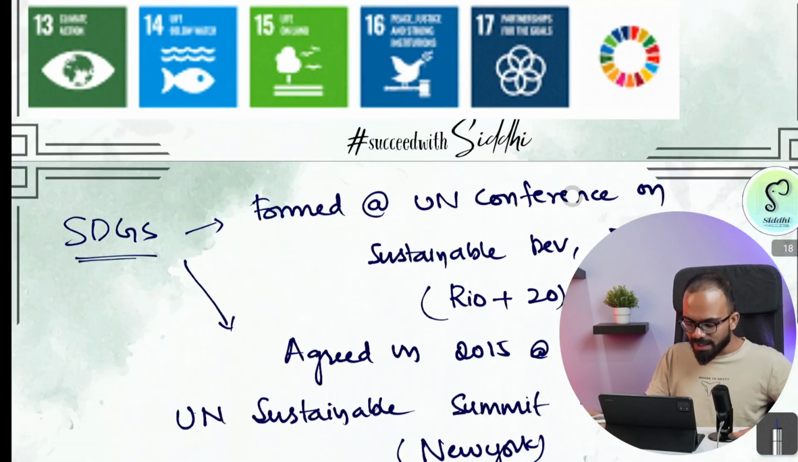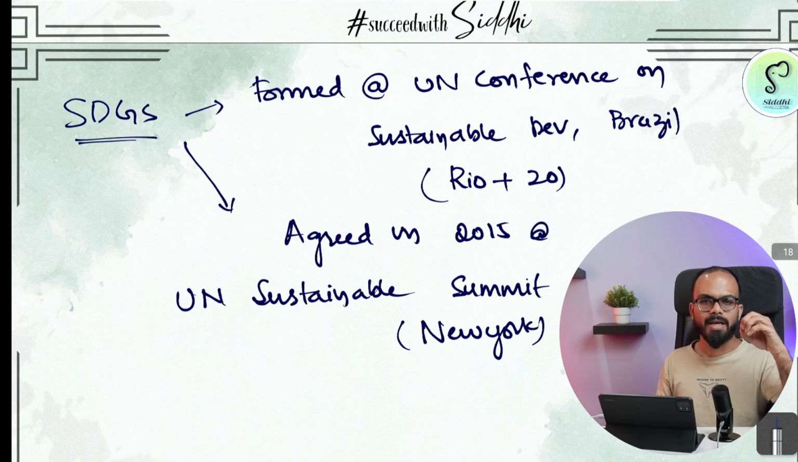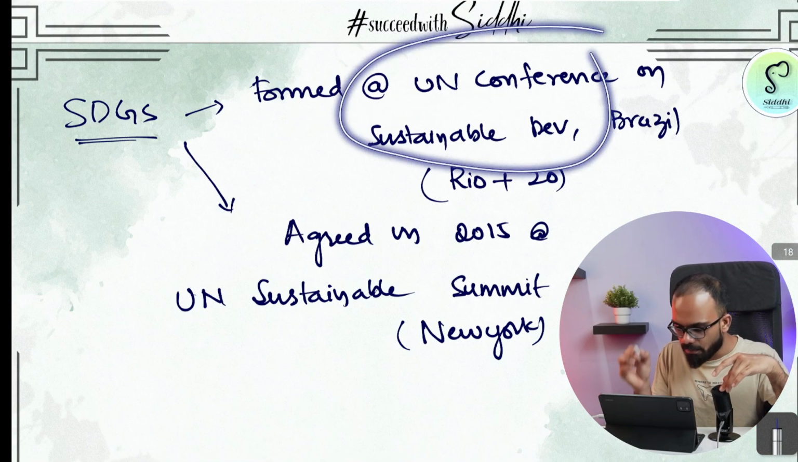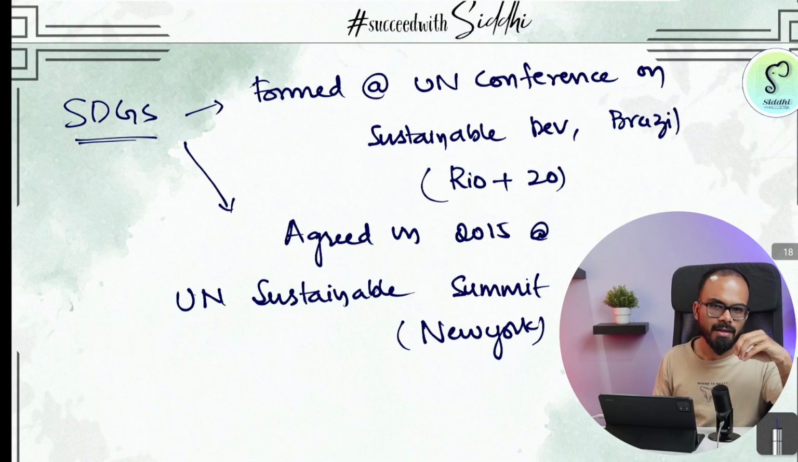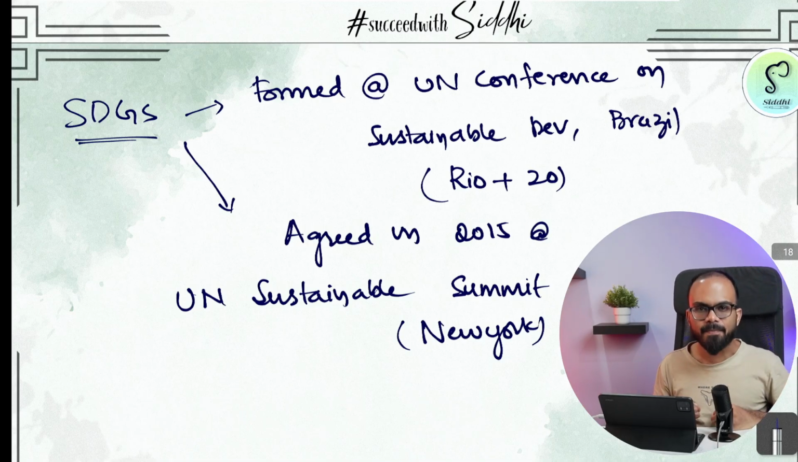There are 17 Sustainable Development Goals, and these goals were formed at the United Nations Conference on Sustainable Development, which was held in Brazil. The same summit is also known as the Rio Plus 20 Summit. In the Rio Plus 20 Summit, all the world leaders came together. They sat and decided that our development has to be sustainable in nature.